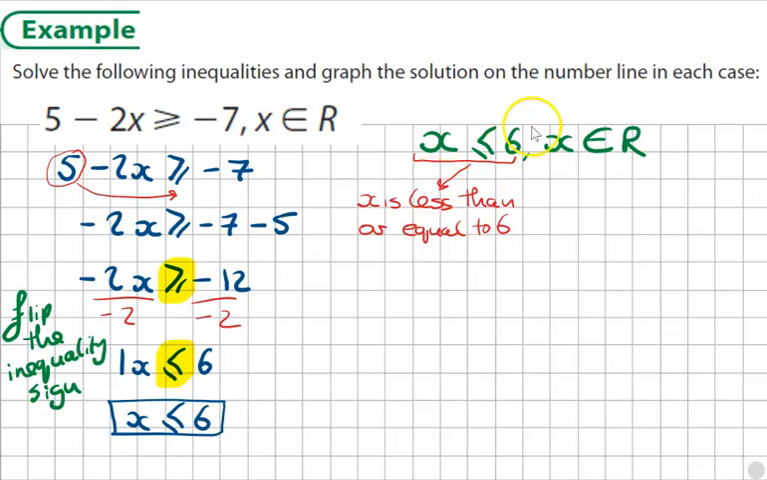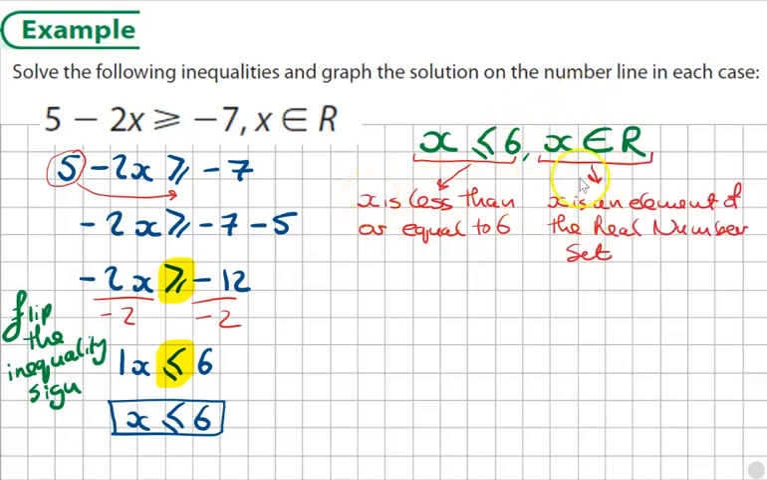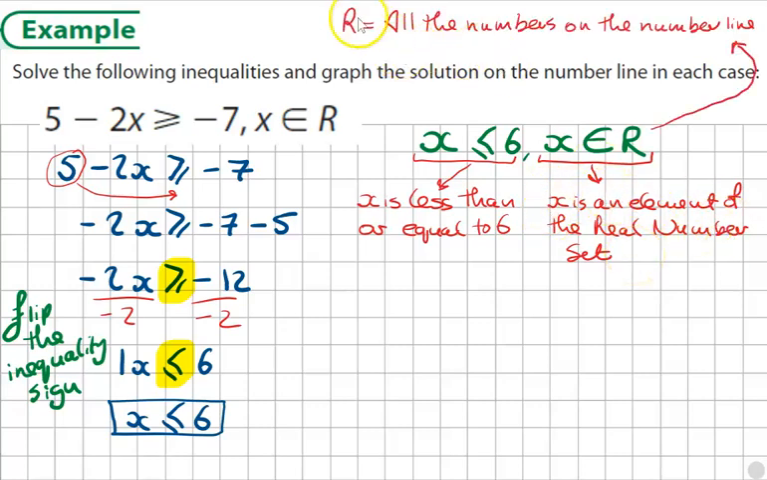So this first part here means x is less than or equal to 6, and this part here means x is an element of the real number set. Real numbers are all the numbers on the number line.